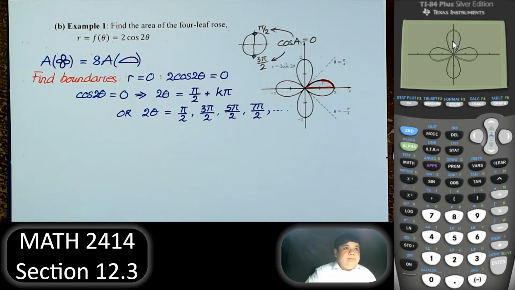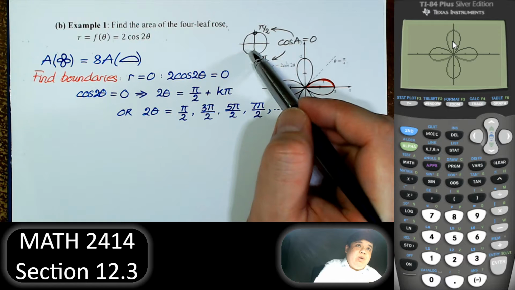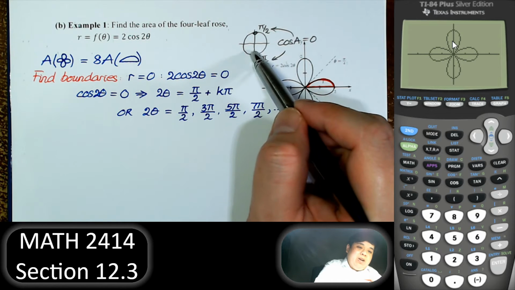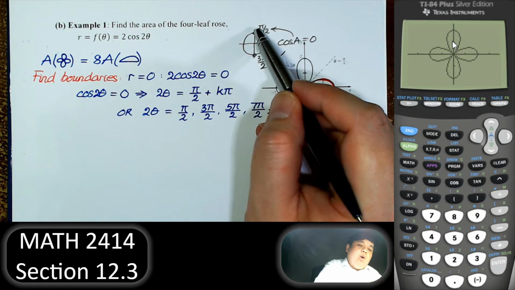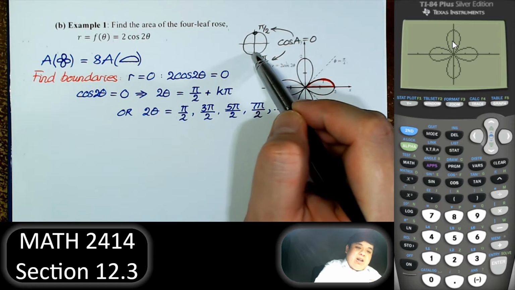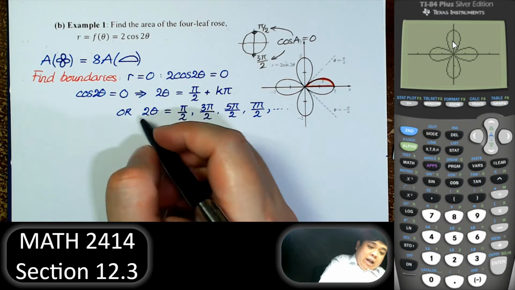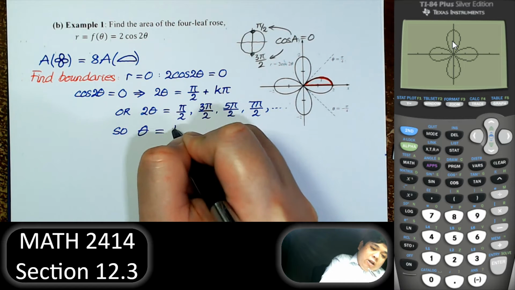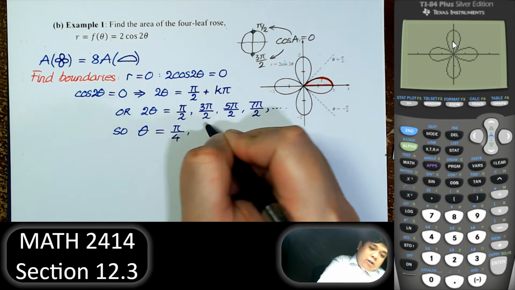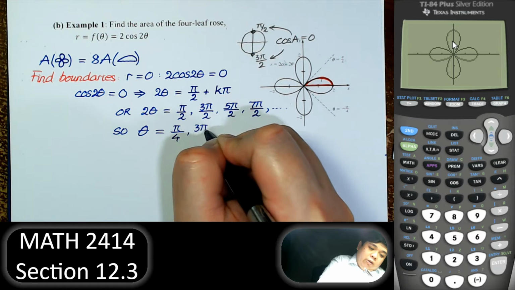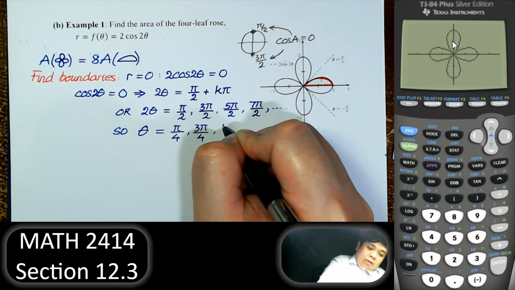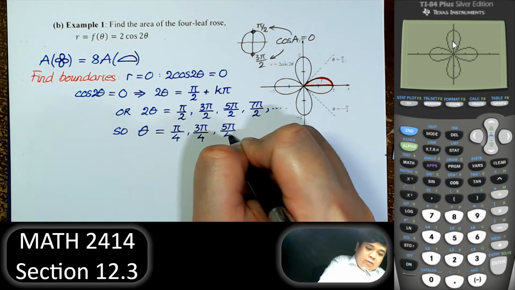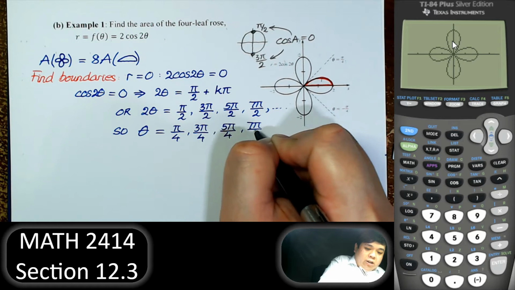And so on, right? Pi over 2, add a pi to it, we have this point where cosine also equals 0. Add another pi, go back to this point, also equal to 0. Just keep adding a pi to it. And divide everything by 2. So we have theta equal to pi over 4, 3 pi over 4, 5 pi over 4, and 7 pi over 4.